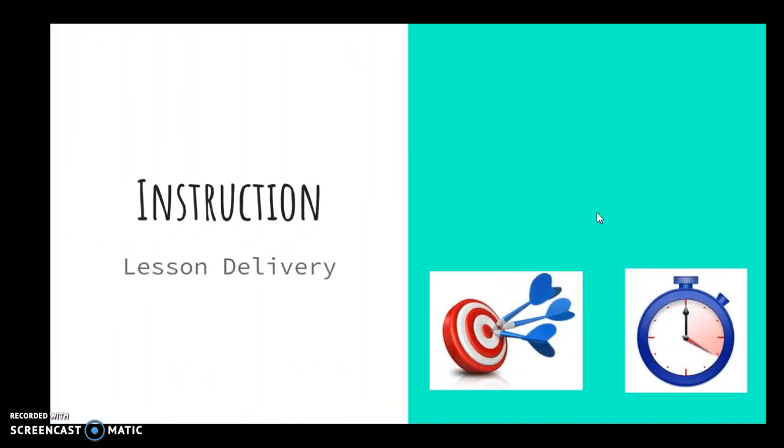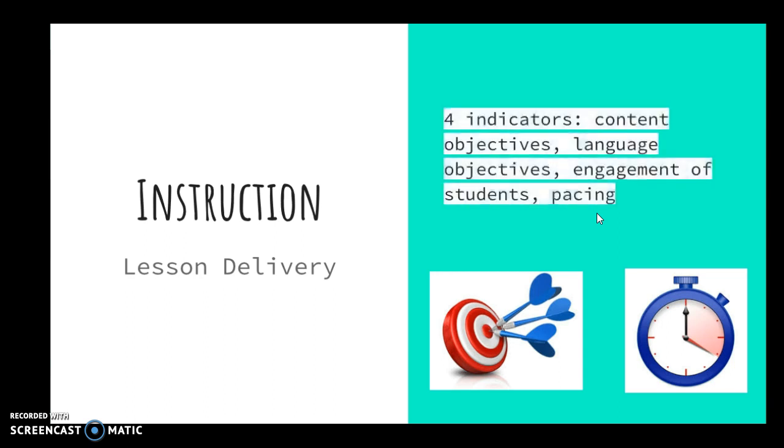The 6th category in the instruction aspect of the SIOP is called lesson delivery. The teacher must include 4 indicators to support the students.